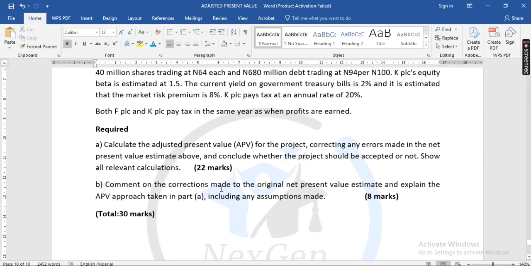Comment on the corrections made to the original net present value estimates and explain the APV approach taken in part A, including any assumptions made. You can see that assumption is very important. You have your 8 marks. Comment on the corrections made. What are the corrections that you made based on the above? And include your assumptions. So the total marks is 30 marks.